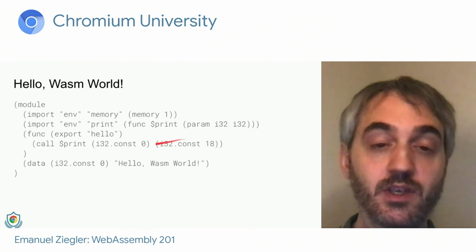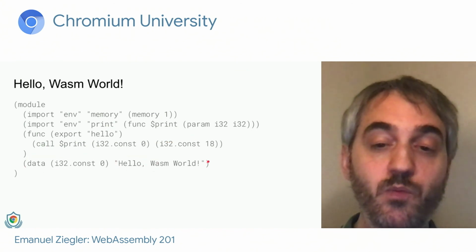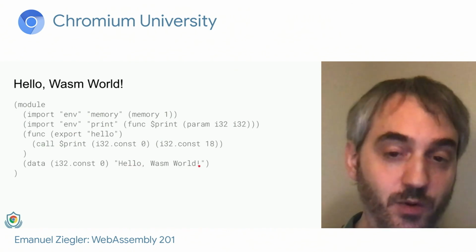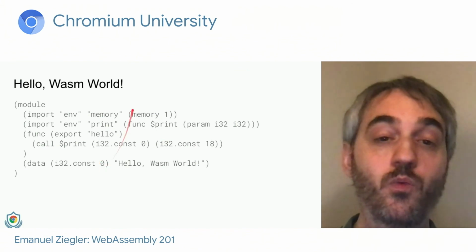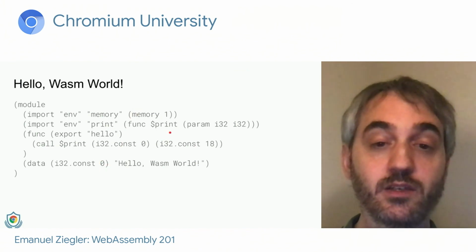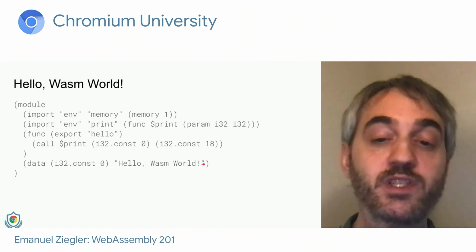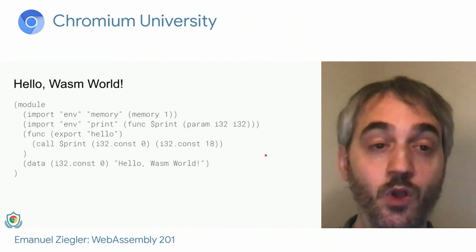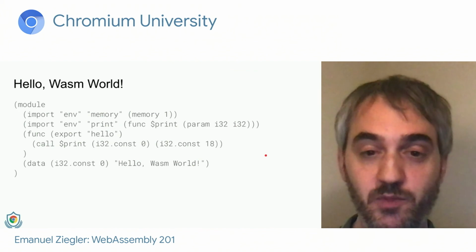We also have a data section in the end, which contains the string that we want to pass. So in this case, it's hello wasm world, which is 18 characters long, as you can imagine, and starts at position 0. So once the memory is initialized and the module is instantiated, this will be preset in the memory as static content. Of course, after that, we could be overwriting it, but that's not the goal of this example.